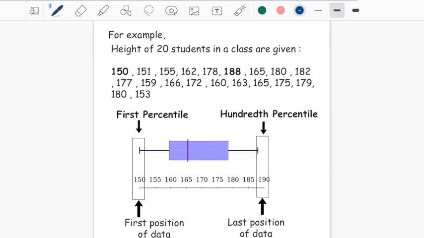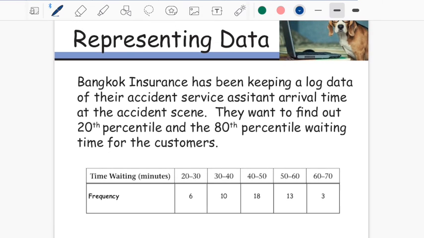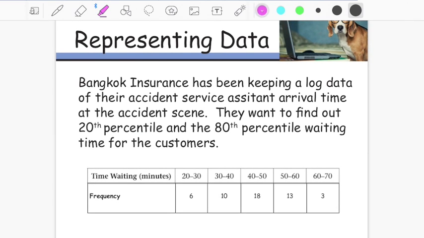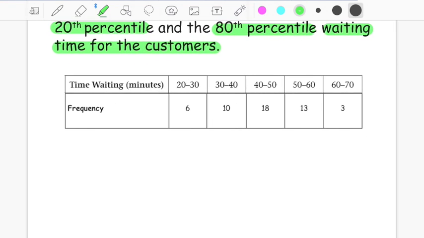All right, let's see an example here. It says Bangkok Insurance Company has been keeping a log of their data for the accident service assistance on the arrival time. How long does it take them to arrive at the accident scene? Now what are they looking for? They want to find out the 20th percentile and the 80th percentile for the waiting time of the customers. You can see the table here. This is the table given.